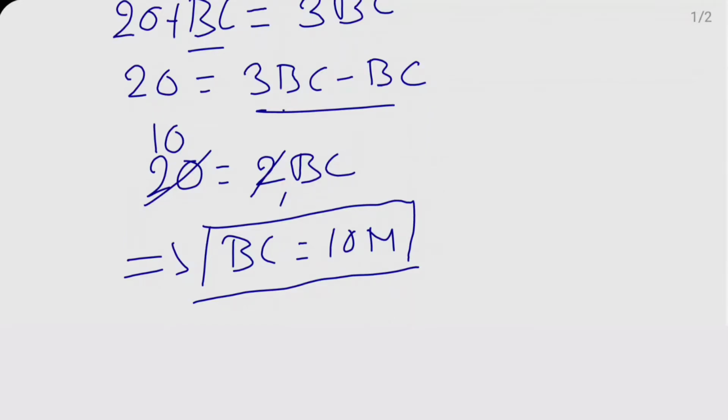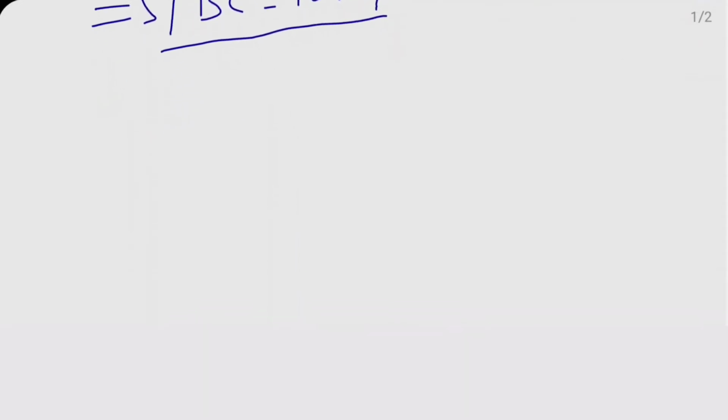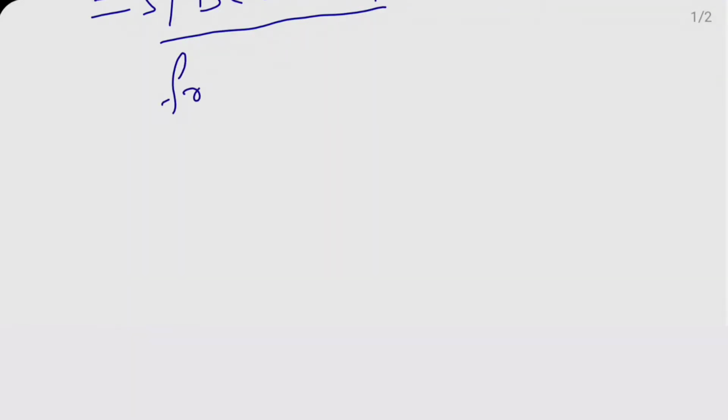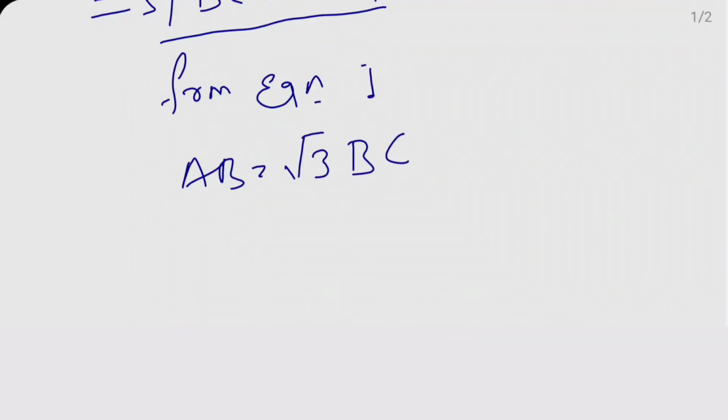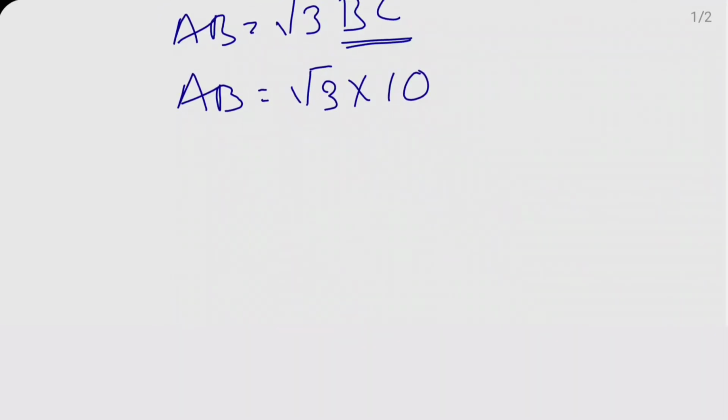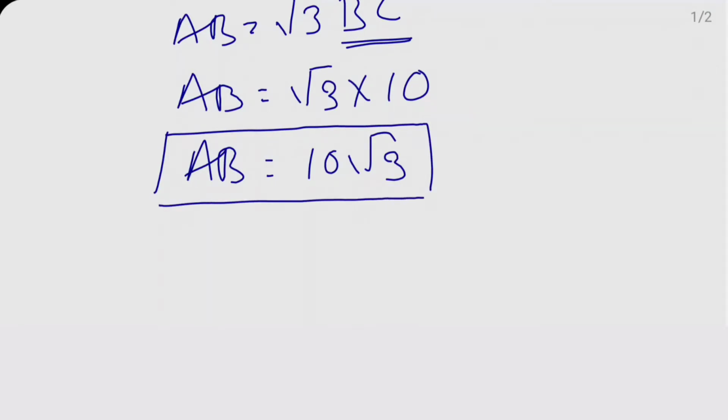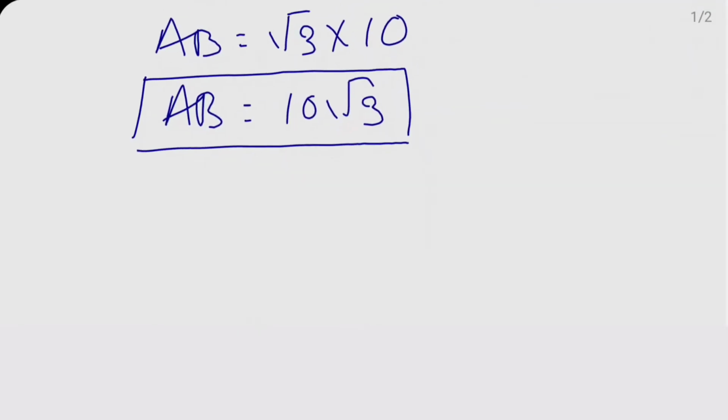And now we want to find the height of the tower. From equation 1, what is our equation 1? AB equal to root 3 BC, right? Then AB equal to root 3 into BC, which is 10, we just found. So here AB equal to 10 root 3. So it is the height of the tower. So write down here the conclusion.